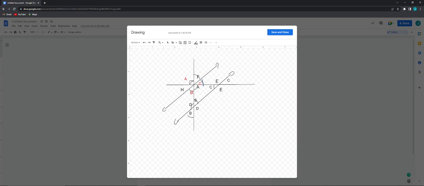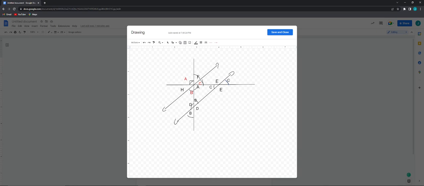So same side interior is where two parallel lines get intersected by a transversal line, and the angles add up to 180. So an example of that could be C and E here, because they get intersected by this line.